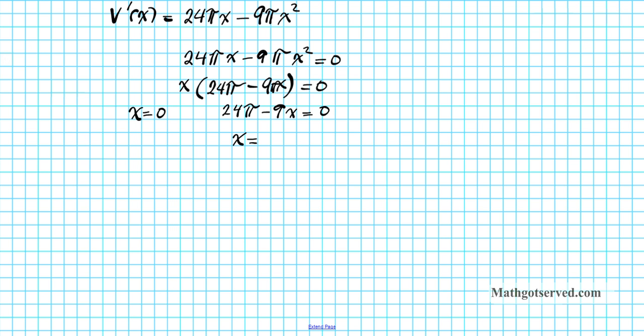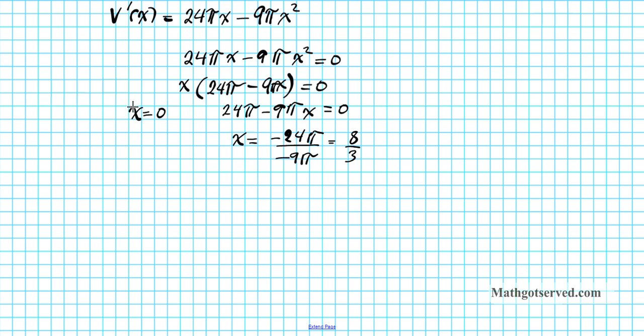Sorry about that, let me put that back in. I kind of dropped the pi off in the process. So put the pi back here, pi x, okay, equals 0. So when you solve for x, you have negative 24 pi over negative 9 pi, which reduces, dividing both by 3, to 8 over 3. Okay, so that's your x value.